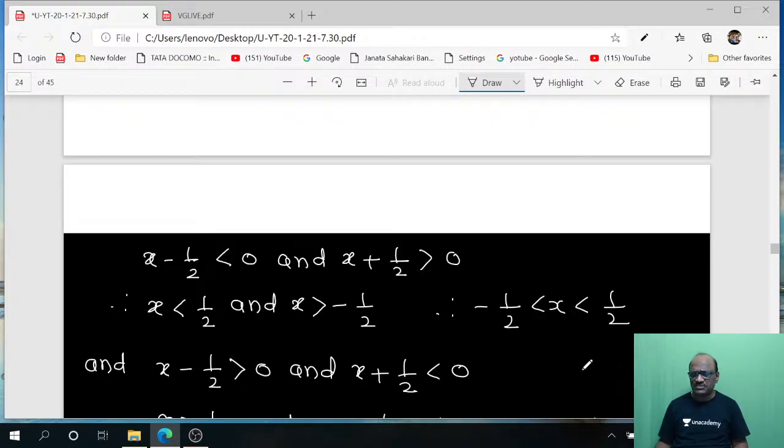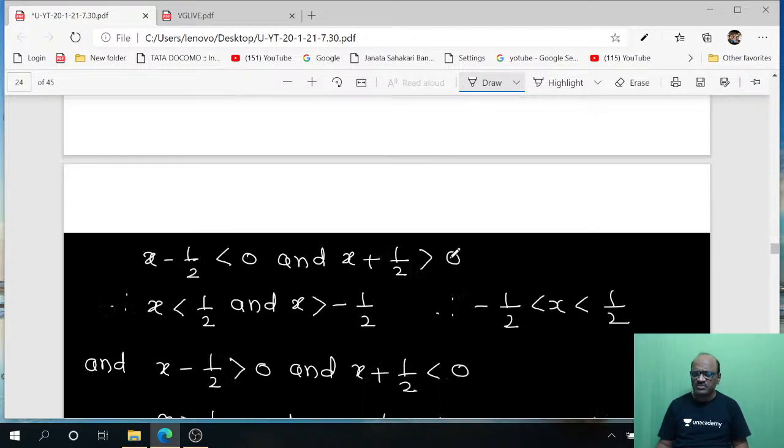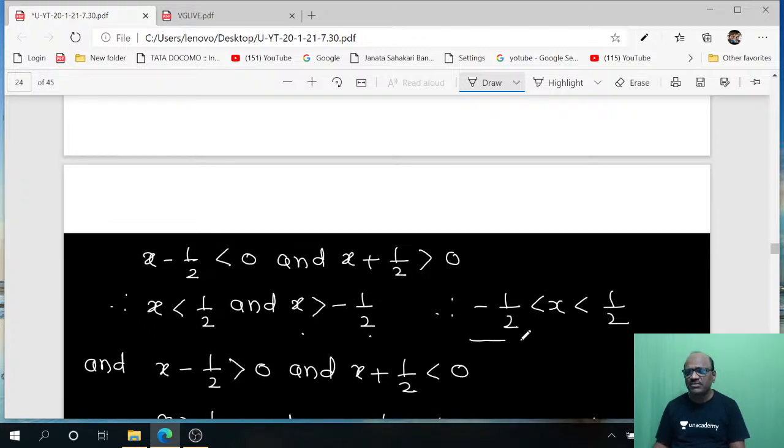Now, how does this come? See this here. That is, f dash of x is negative. Means what? The product of these two, that is x minus 1 upon 2 and x plus 1 upon 2, must be negative. Means what? In the first condition, x minus 1 upon 2 is negative and x plus 1 upon 2 is positive. And after simplifying this, you will get x is less than 1 upon 2, and after simplification of this, x is greater than minus 1 upon 2. x is less than 1 upon 2 and x is greater than minus 1 upon 2. It means that x lies between minus 1 upon 2 and plus 1 upon 2.